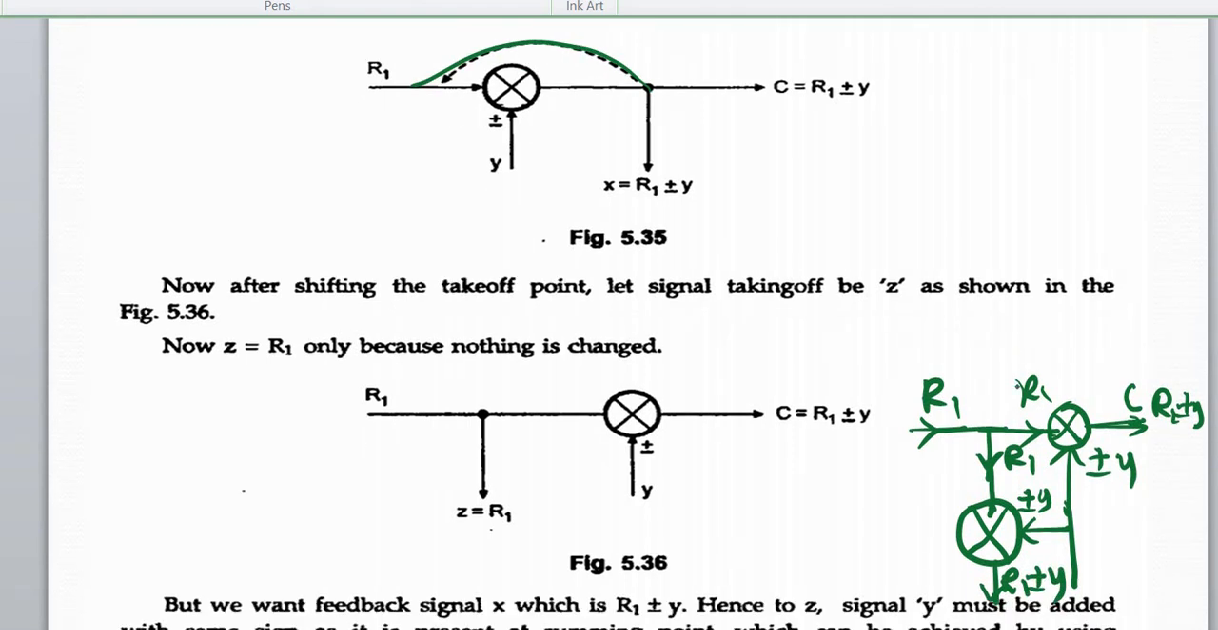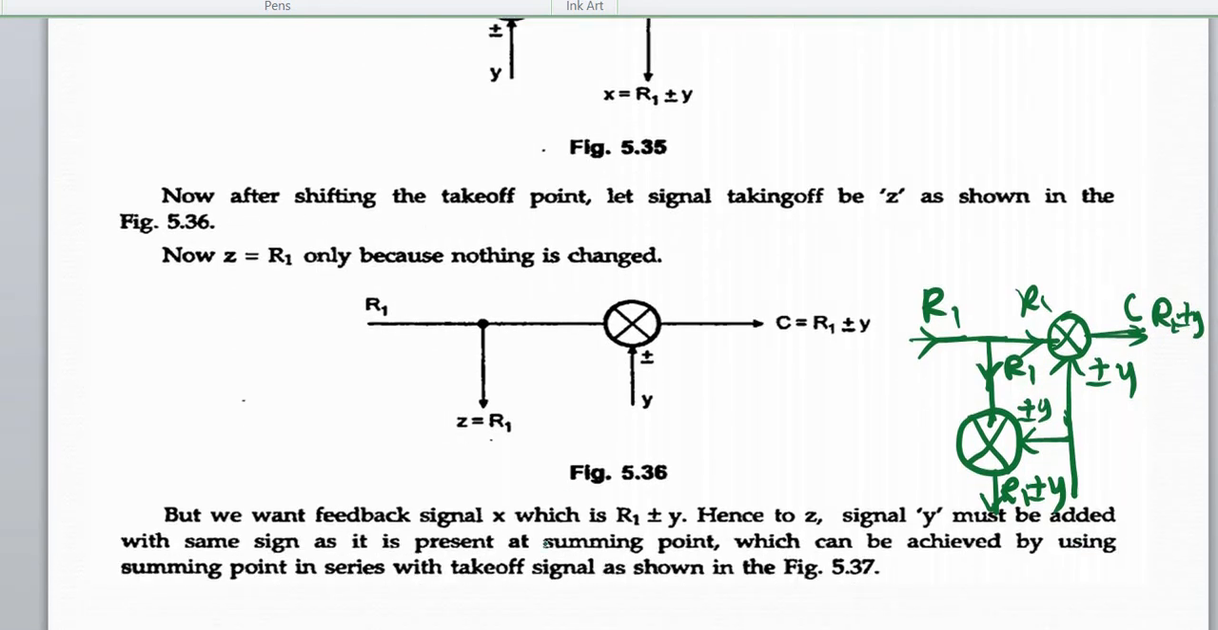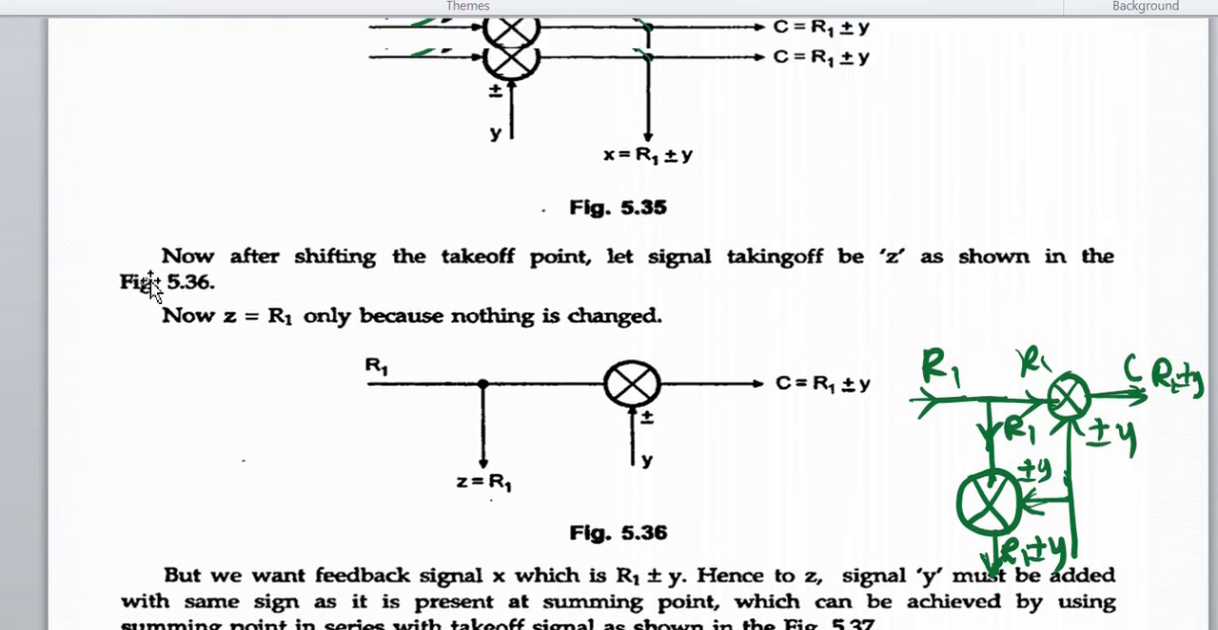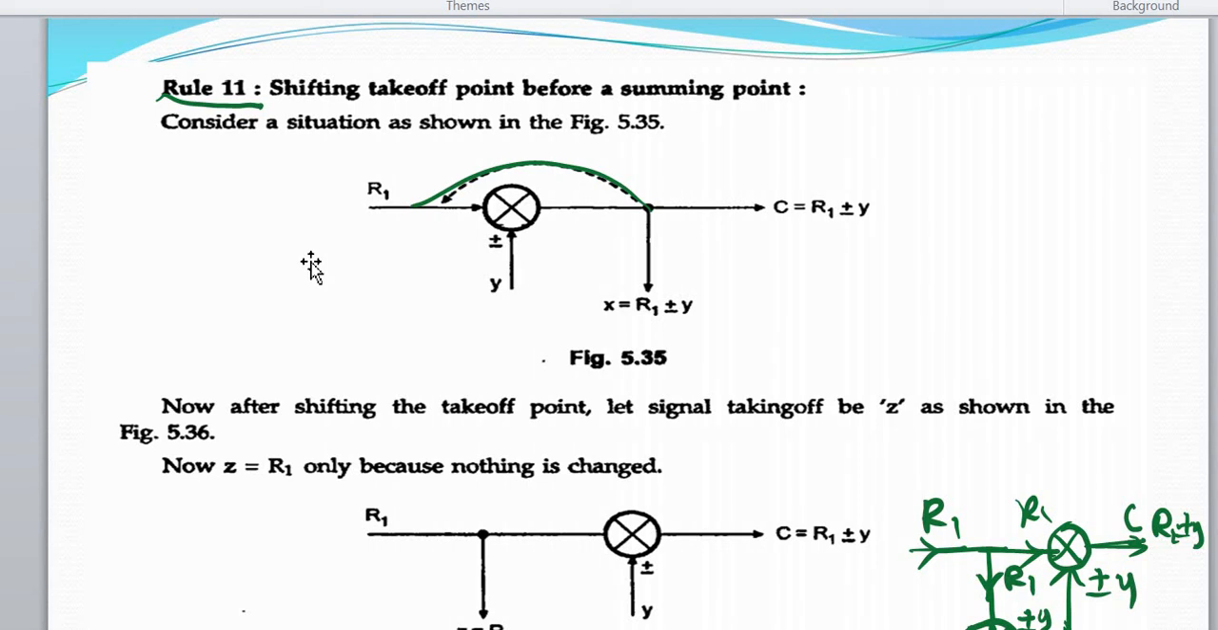Okay. So that is how, for the feedback signal X, which is R1, the signal Y must be added with the same sign. A summing point should be created and plus or minus Y should be added to it so that the output remains the same, that is R1 plus or minus Y. So rule number 11 is called the critical rule. So I have explained all the rules.